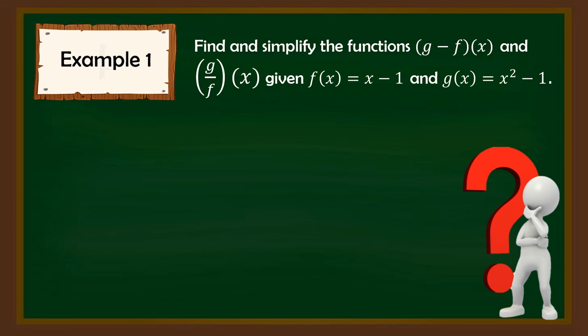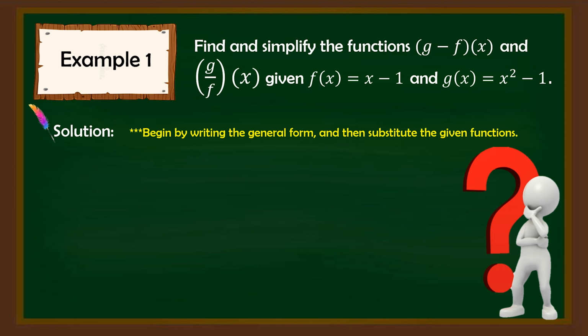Find and simplify the functions g minus f of x and g over f of x given that f of x is equal to x minus 1 and g of x is equal to x squared minus 1. For our solution, begin with writing the general form and then substitute the given functions. We will solve first the function g minus f of x.